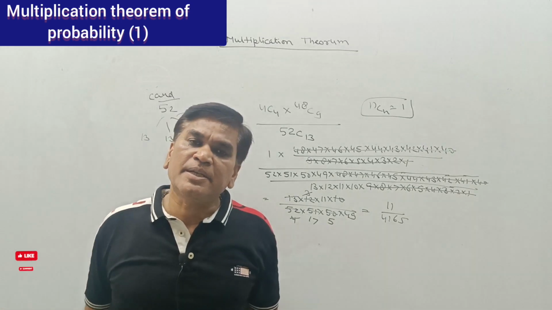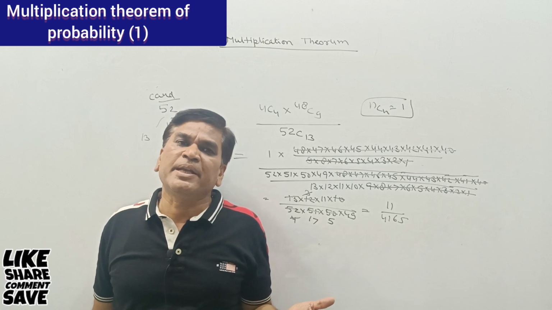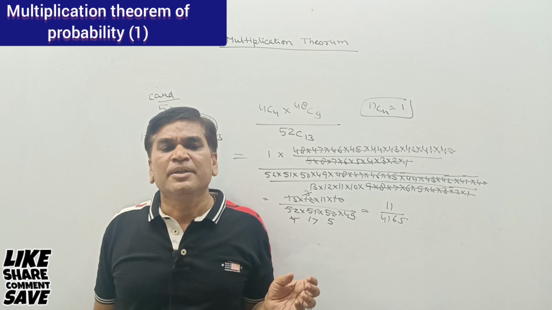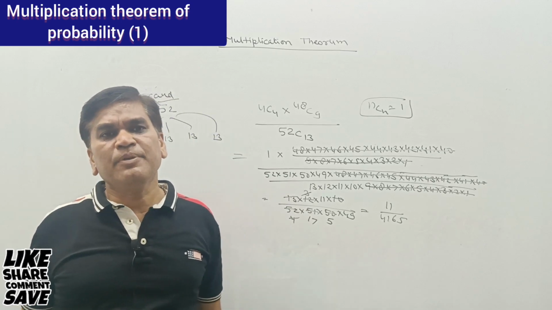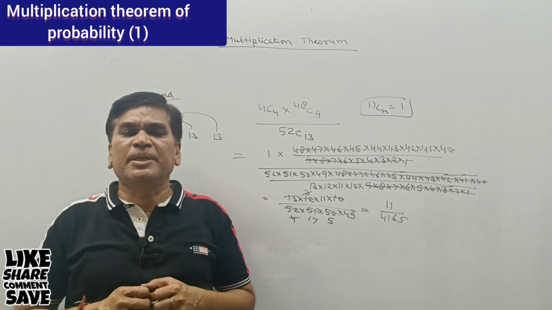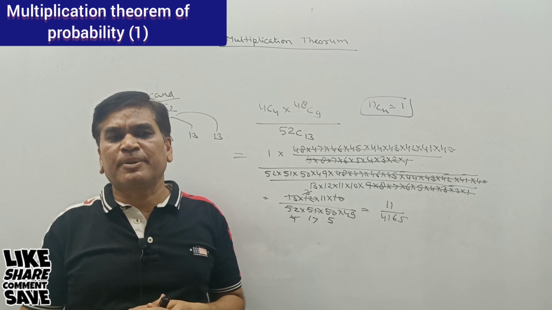So in such kind of condition, when the events are independent, then we can use the multiplication theorem of probability. So I think this video will be helpful for you to know how to use the multiplication theorem of probability. In the next video also we will discuss the multiplication theorem of probability.